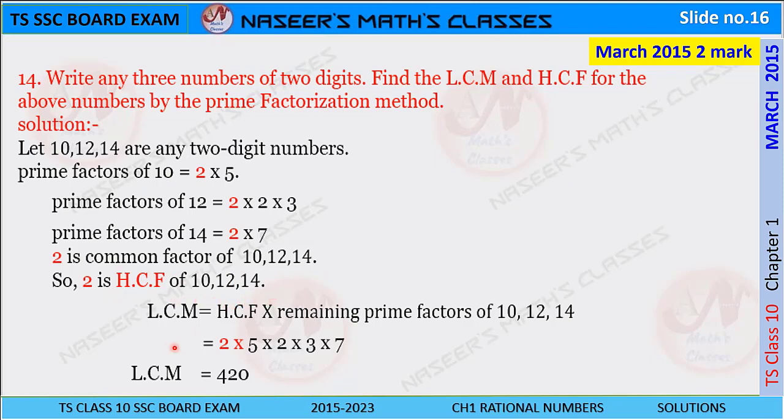We already know that LCM is equal to HCF into the remaining prime factors of 10, 12, 14. Then we can write it as: HCF value is 2. Then the remaining prime factors are 5, 2, 3, 7. Then we get 420. That is the LCM of 10, 12, 14.